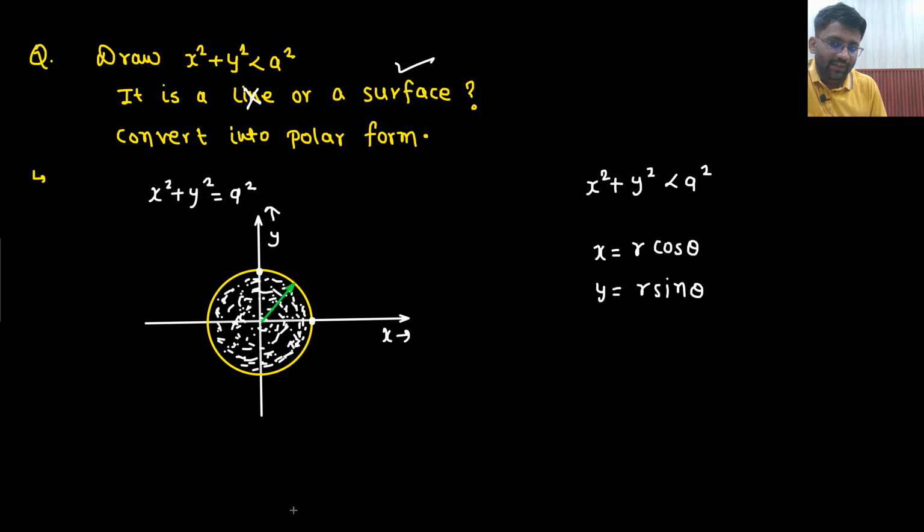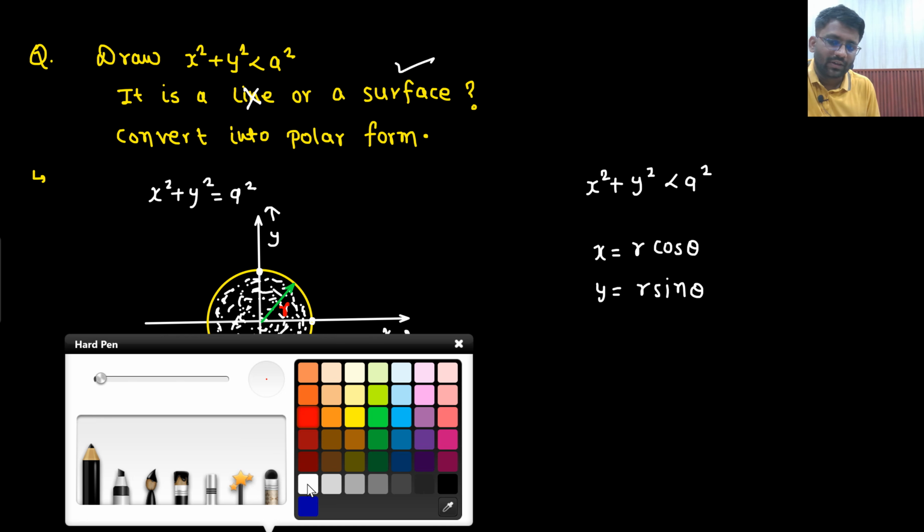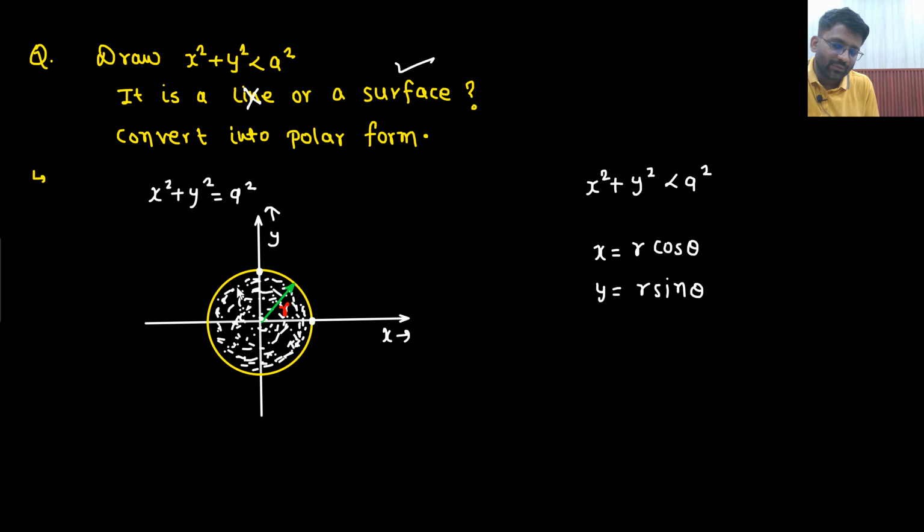Look, if I need to cover this whole surface, starting from 0, that means your r has to go from 0 to a, and theta has to move from 0 to 2 pi. If this much you are able to get, then you will be able to cover the whole surface area. Just think about it. r is going from 0 to a.